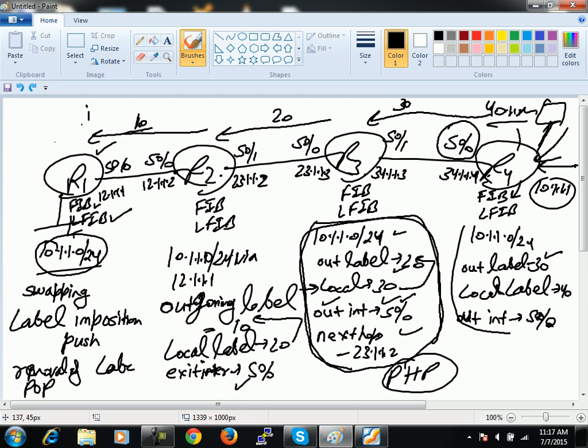Actually it is not implicit null, it is label number 3, which comes from the reserved range 0 to 15, but it will never show you label number 3. It will always show you only implicit null. So whenever R1 advertises this prefix 10.1.0 towards R2, its outgoing label will become implicit null, which means pop.